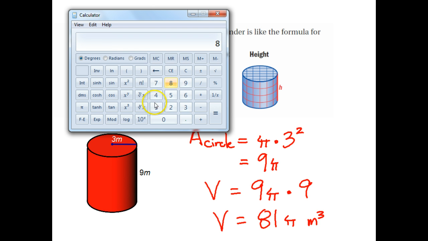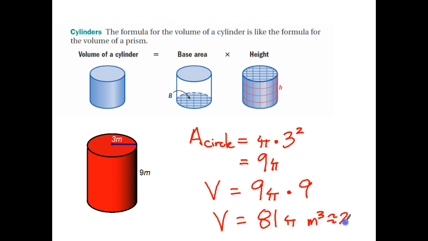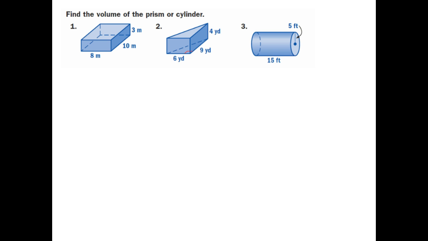So we'll do that. We'll do 81 times pi. Okay, equals, and it's about 254.5. Okay, so this is about 254.5 cubic meters. But again, what I would like you to do is keep it like that, because that is the cleanest answer there. Now if we have to actually estimate how many cubic meters it is, then we can go ahead and give this answer.